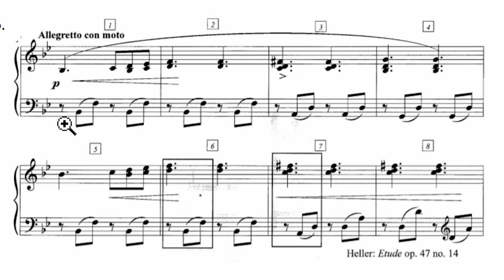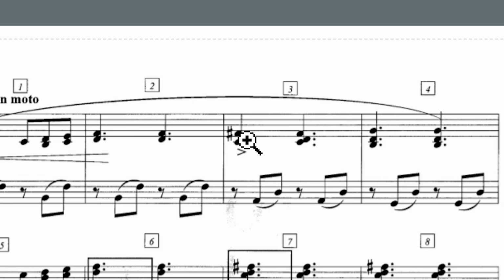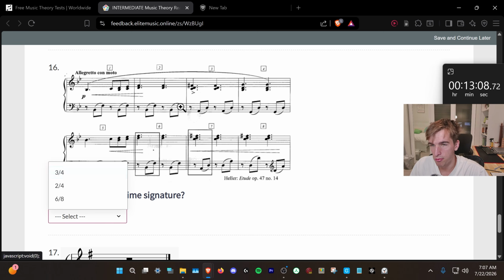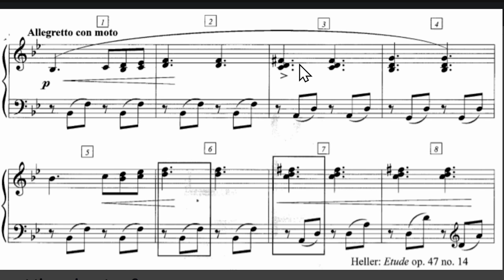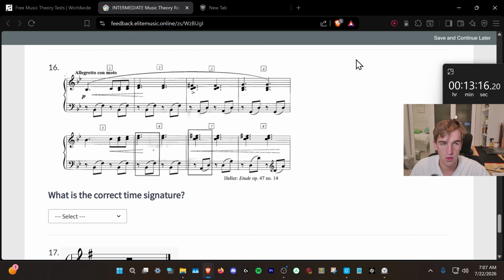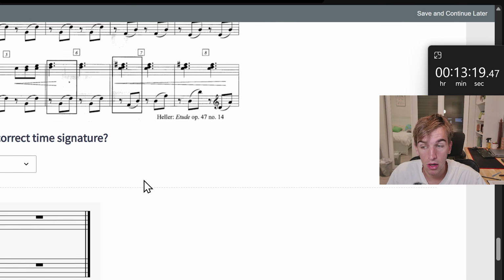Because look at the left hand. There's a bunch of 8th notes like this. Yeah, and these are all in beats of 3. Like it's 1, 2, 3, 1, 2, 3. So if it was 3/4, it'd be like 1.5, then 2, and then goes straight to... Yeah, I think the most logical one would be 6/8. I could be wrong, but we'll see.